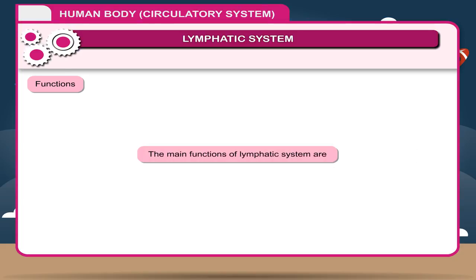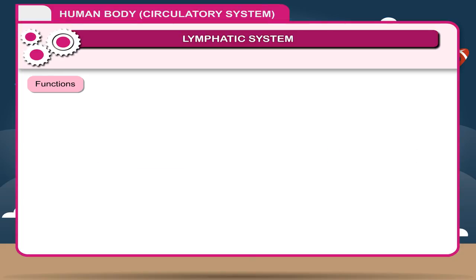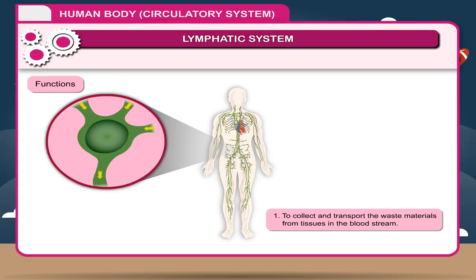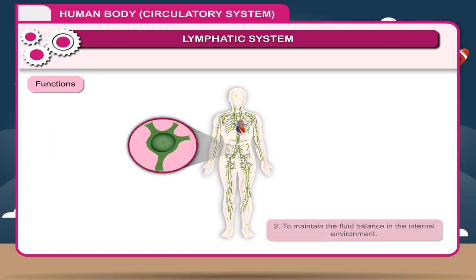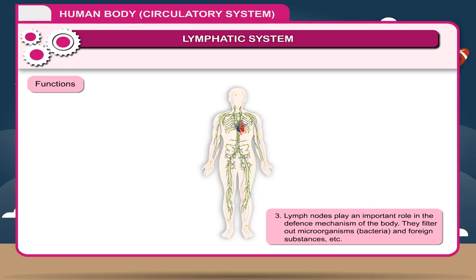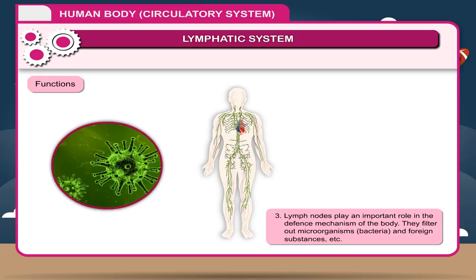Functions. The main functions of the lymphatic system are: 1. To collect and transport the waste materials from tissues in the bloodstream. 2. To maintain the fluid balance in the internal environment. 3. Lymph nodes play an important role in the defense mechanism of the body. They filter out microorganisms, bacteria, and foreign substances, etc.